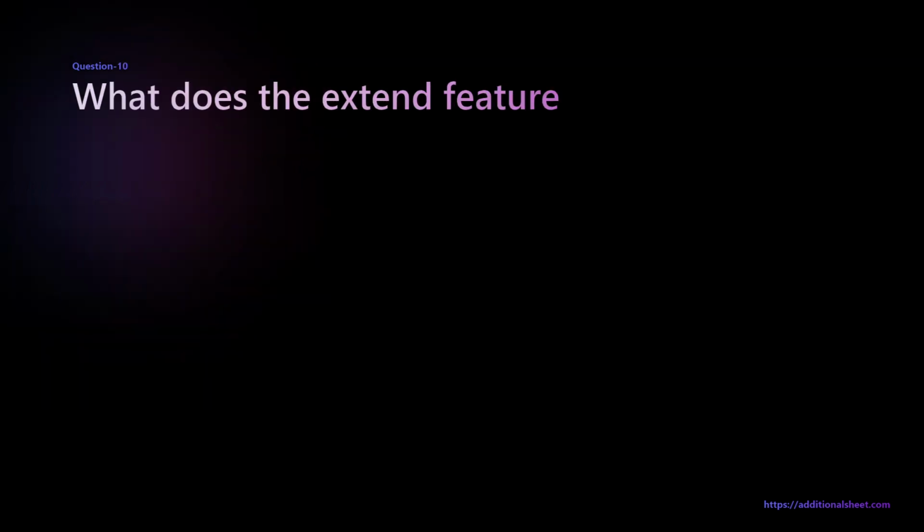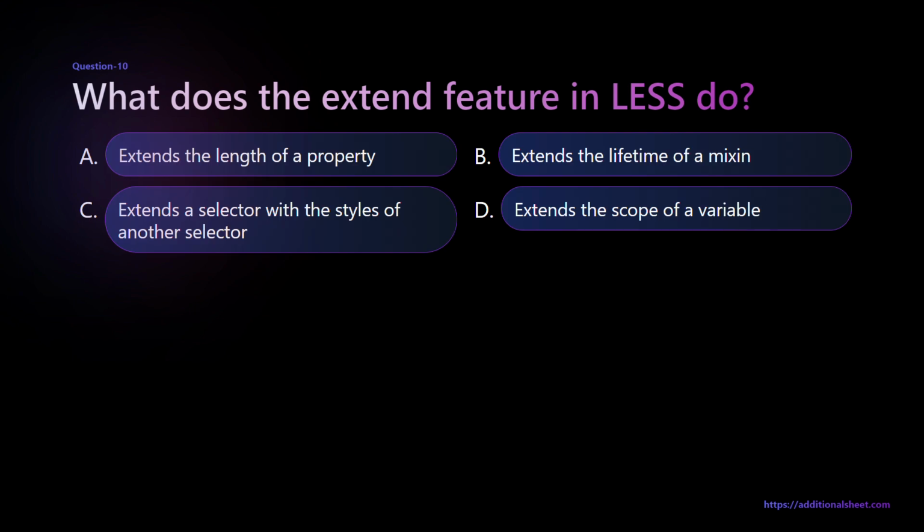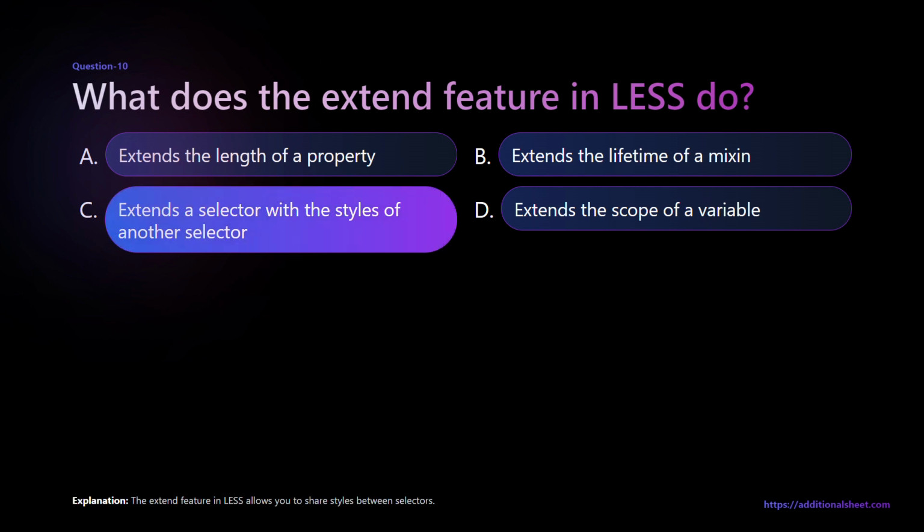What does the extend feature in LESS do? Option A, extends the length of a property. Option B, extends the lifetime of a mixin. Option C, extends a selector with the styles of another selector. Option D, extends the scope of a variable. The correct answer is option C, extends a selector with the styles of another selector.